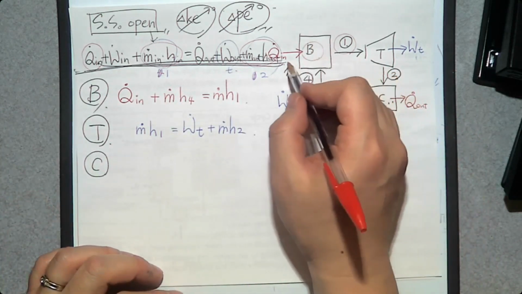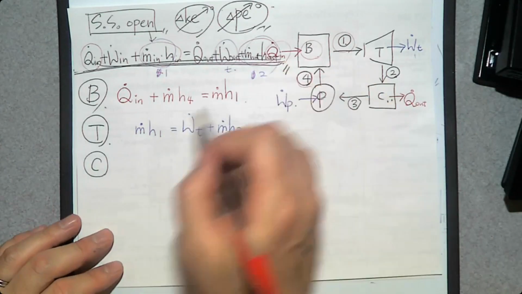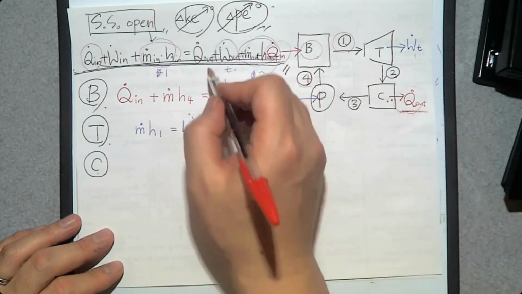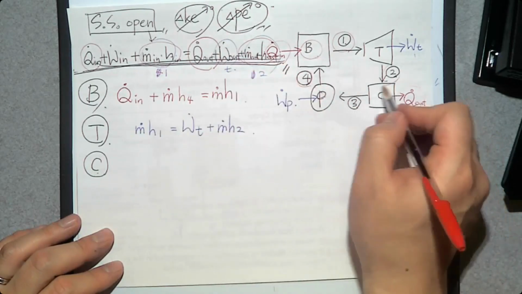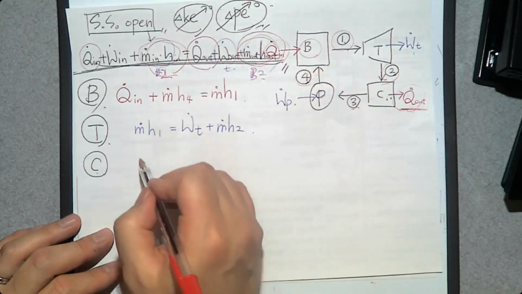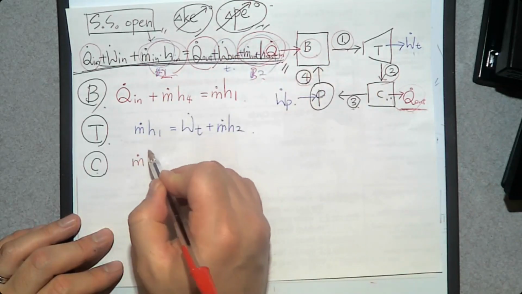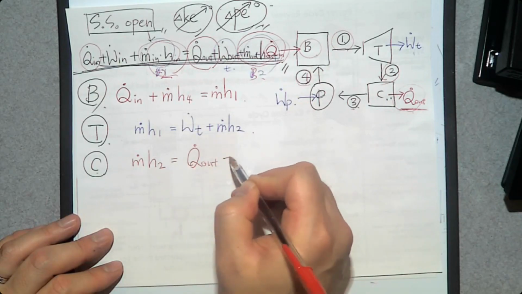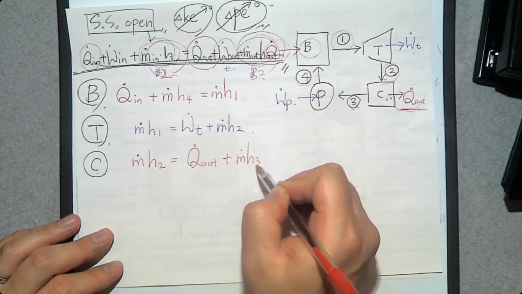So this boiler has Q in. Oh, we are talking about the condenser. What am I doing? The condenser has Q out. So this one. The inlet is number 2. The exit is number 3. So this one, this one. So M dot H2 is Q dot out plus M dot H3.